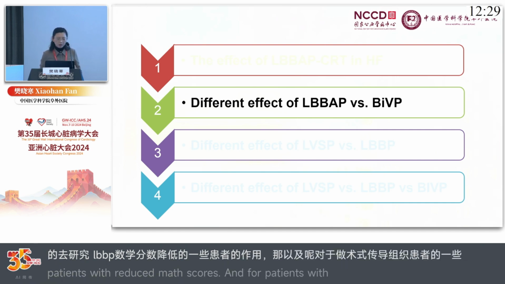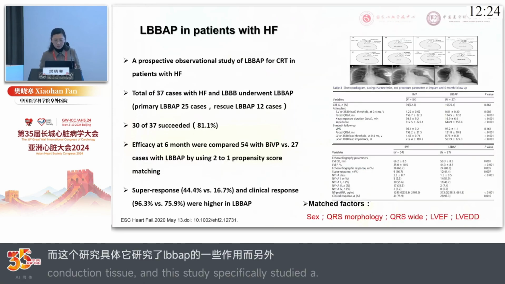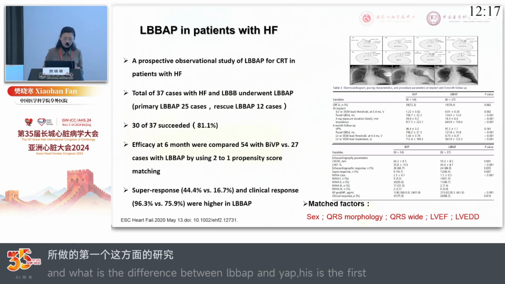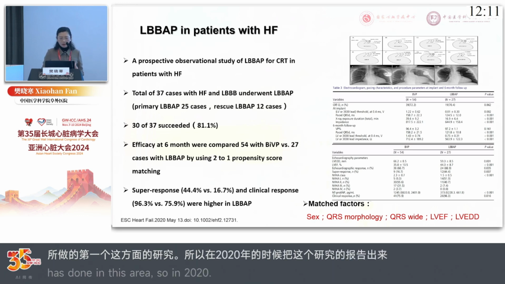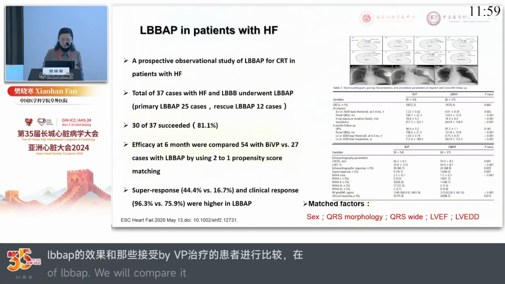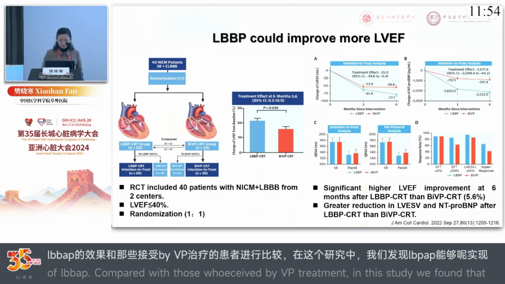How about the different effect of LBBAP versus BIVP? This is the first study in our team. We reported this study in 2020. We first compared the effect of LBBAP with the patients who received BIVP. In this study, we found the LBBAP could achieve a higher super response when compared with the BIVP.